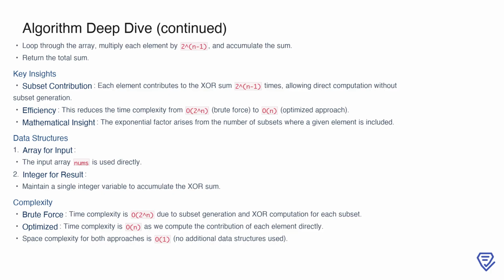The insight that each element contributes to the XOR sum exactly 2^(n-1) times is the cornerstone of this optimization. It allows us to perform the computation directly, leveraging the mathematical properties of subsets. Additionally, the space complexity remains constant at O(1), as we only use a few variables for calculations. This makes the optimized approach both time-efficient and space-efficient.